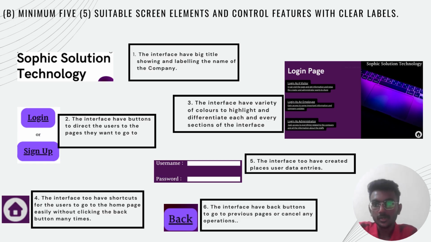Okay, so for question B, it's about having a minimum of 5 suitable screen elements and control features with clear labels. So the first one will be that the interface has a big title showing and labeling the name of the company. So we can see that the name of the company is big enough and clearly displayed in the interface so that the users or new users can actually see and know what the company name is.